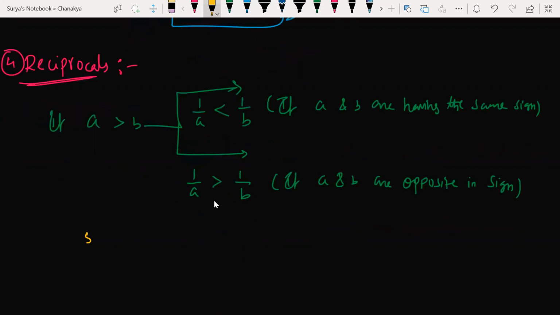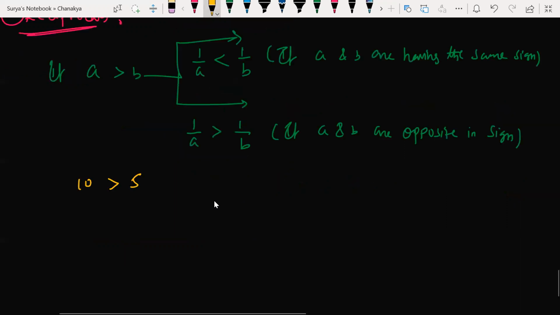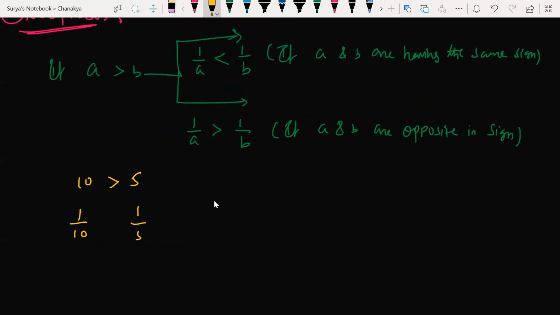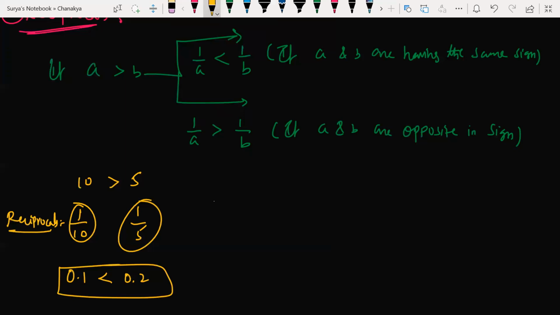Suppose I have 10 and 5. 10 is greater than 5. The reciprocal of 10 is 1 by 10, and the reciprocal of 5 is 1 by 5. 1 by 10 is 0.1, and 1 by 5 is 0.2. Which is greater now? 0.2 is greater than 0.1. The inequality changes or not?